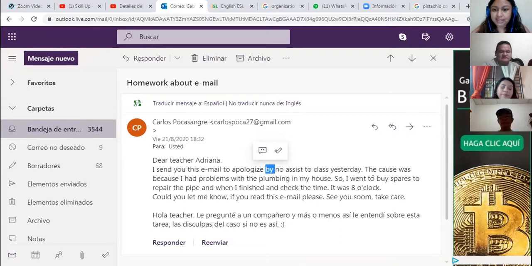Now, it says, the cause was, okay, because I had problems with the plumbing in my house. So I went to buy spares to repair the pipe. And when I finished, okay, repeat it with me. And when I finished. So this is in the past, right? And we need the next verb in the past too. So we have to say, checked. Check the time. It was 8 already. Could you let me know if you read this email? See you soon. Okay, take care.